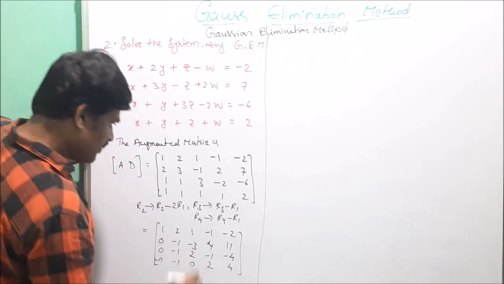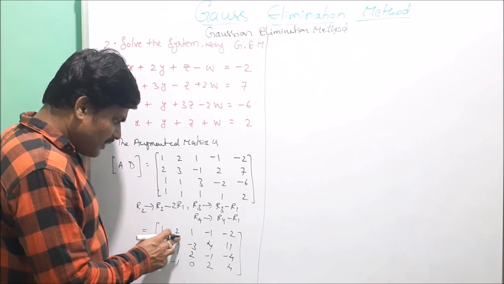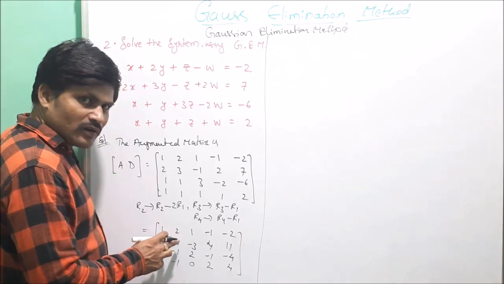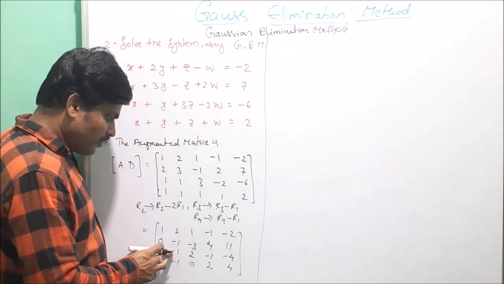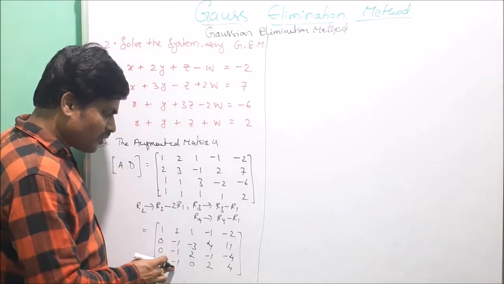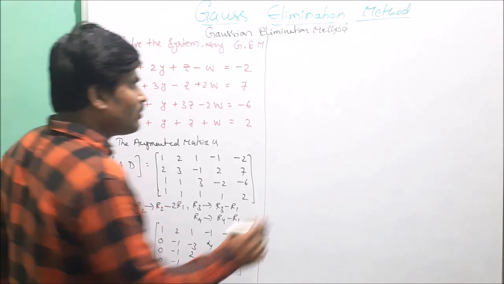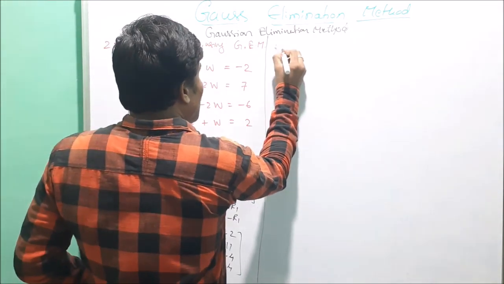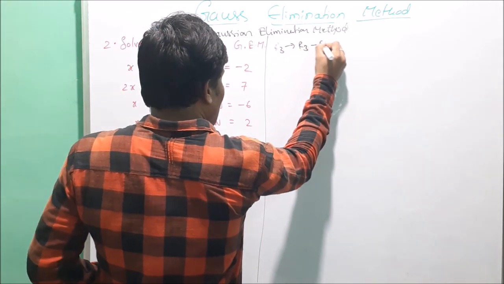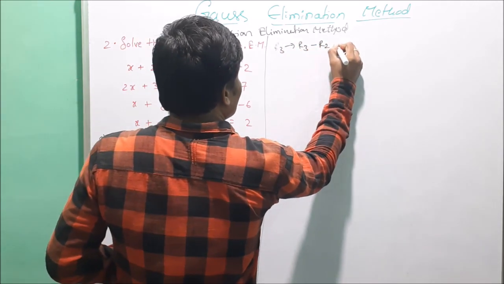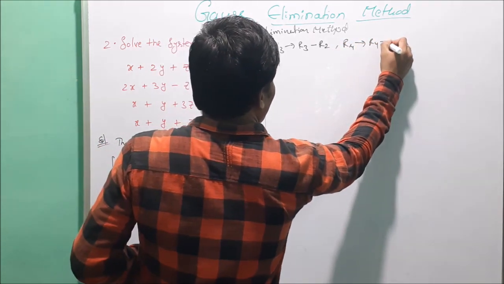So, this is the reduced matrix. Here, we observe that the second row, second element is minus 1. Using this minus 1, subtract from the third row to the second row and subtract from the fourth row to the second row. These are also zeros. Now the transformations are R3 changes to R3 minus R2 and R4 changes to R4 minus R2.